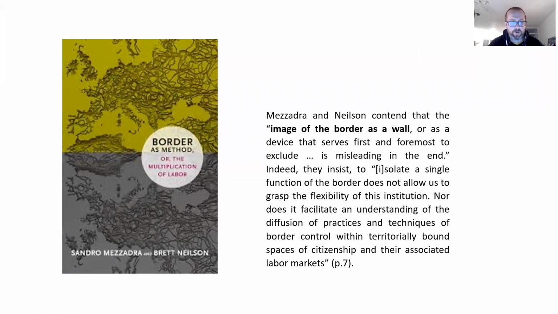Part two, border as wall or border as method. Brown's interpretation of the phenomenon of border walls has been highly influential, at least among liberal academic circles.